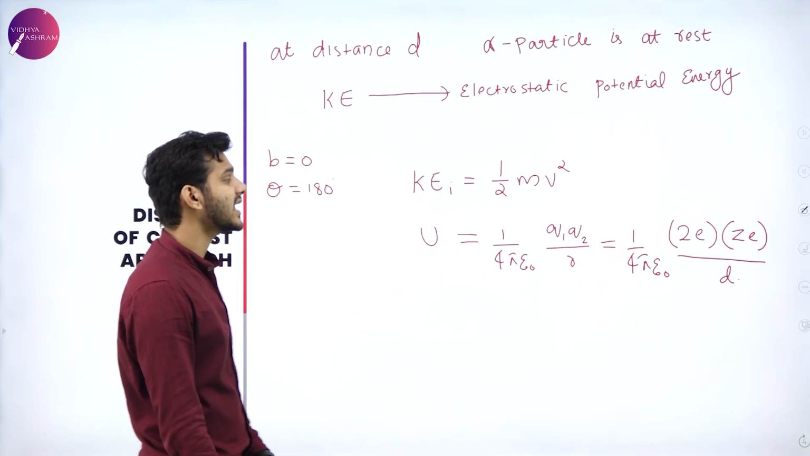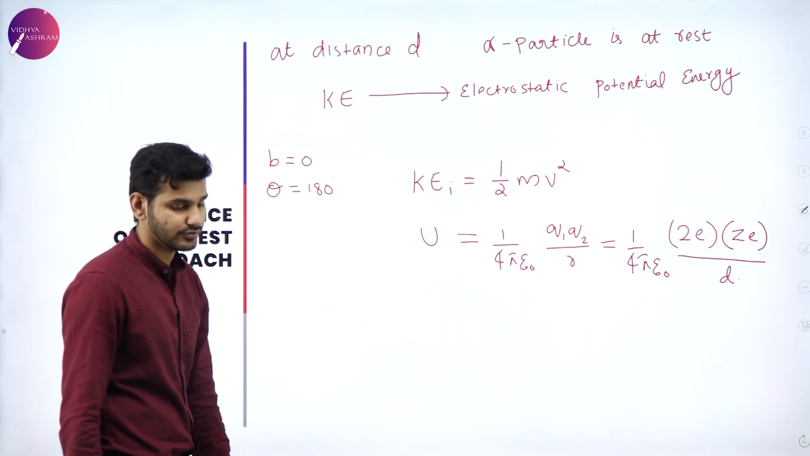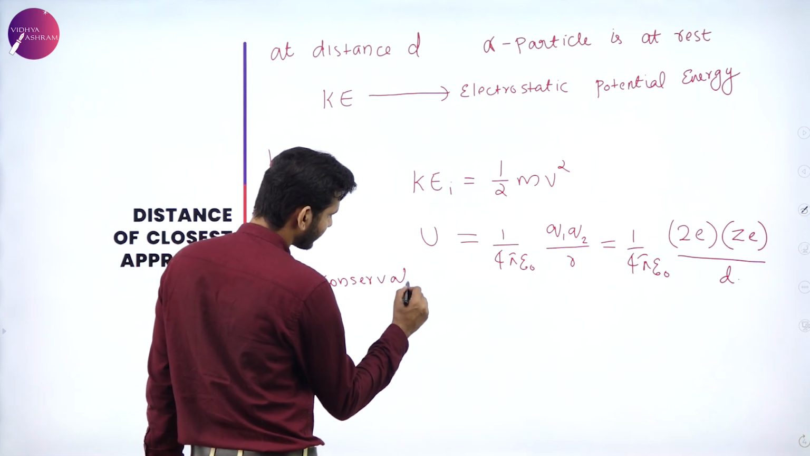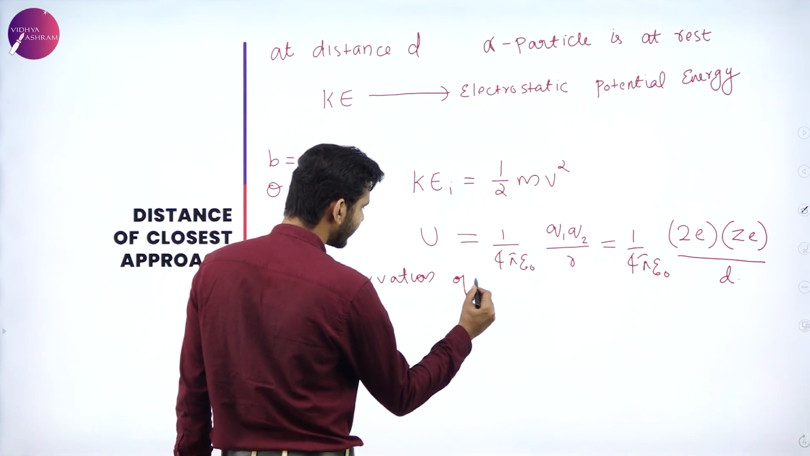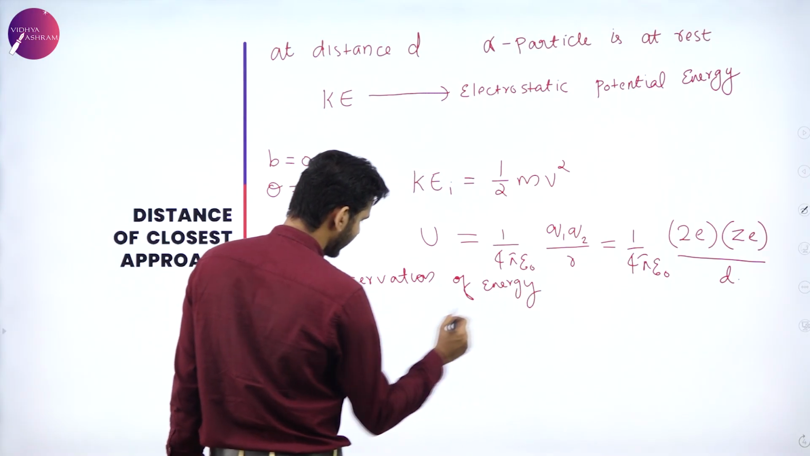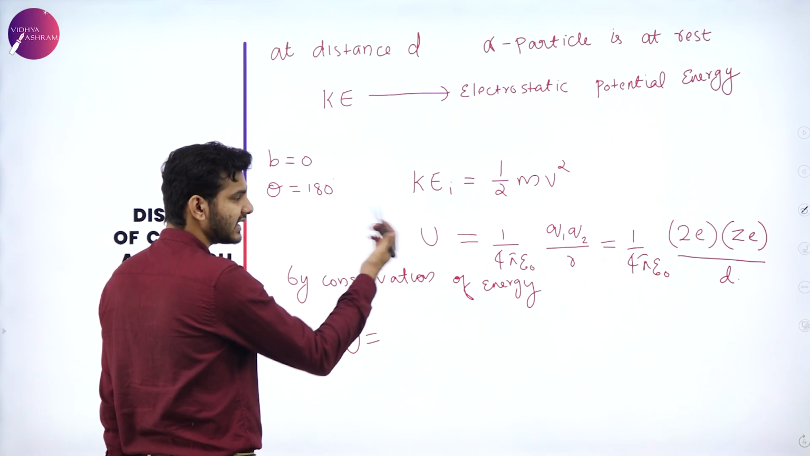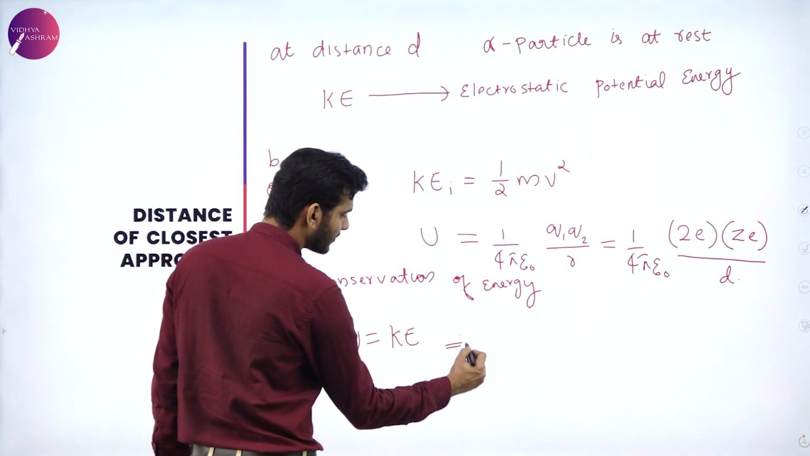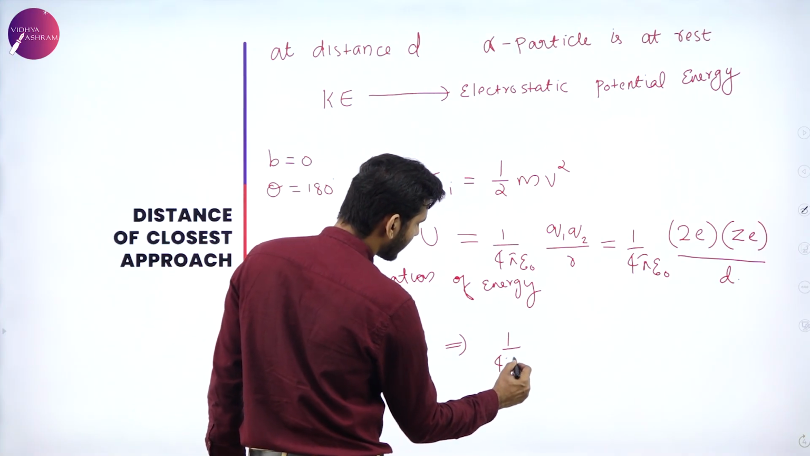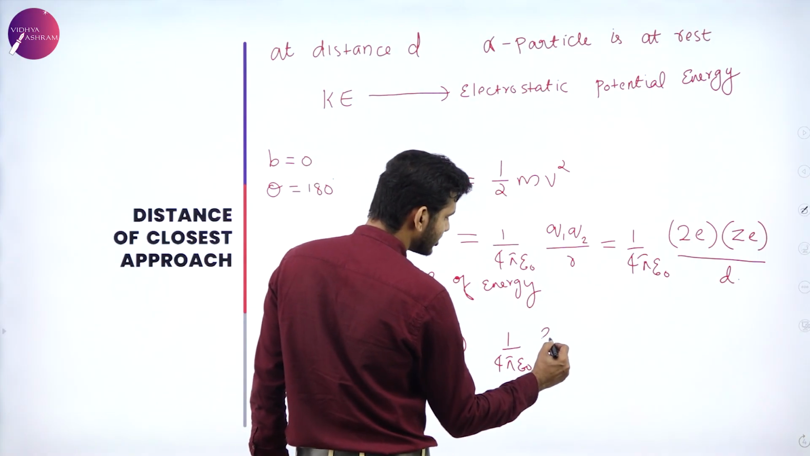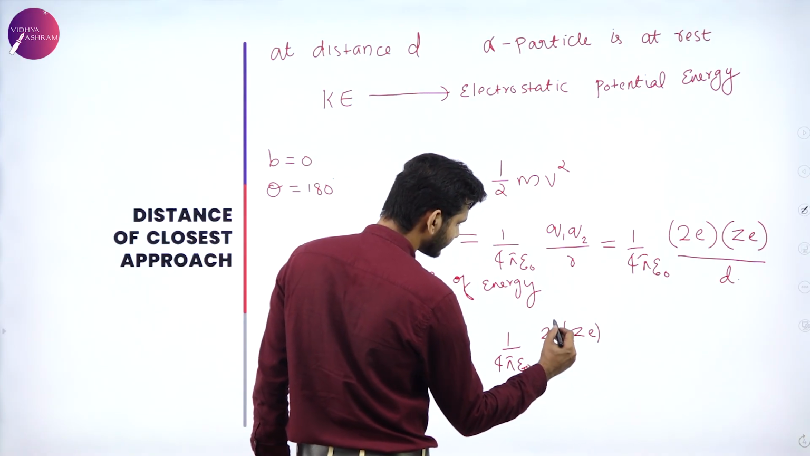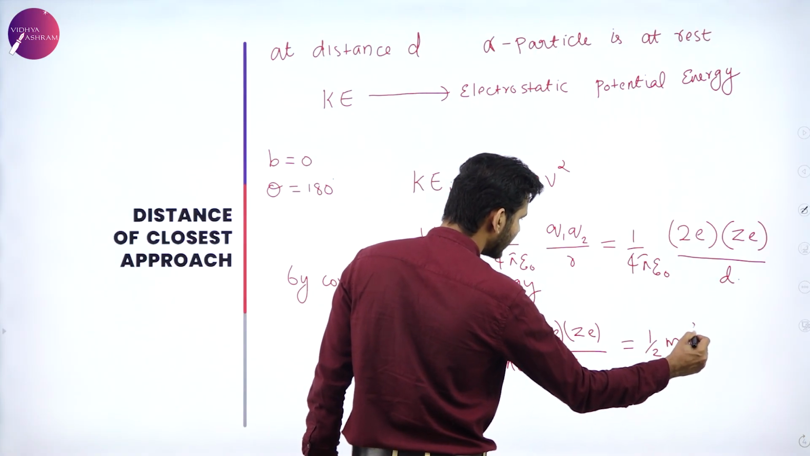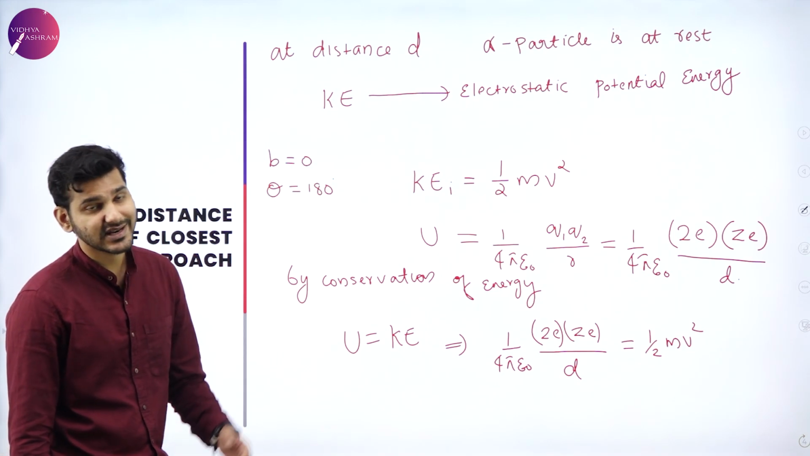The only thing we know is that at equilibrium KE will be equal to U, or simply by conservation of energy, we can say that U will be equal to T. T means kinetic energy, but here we are going to take KE only. U is equal to KE, which implies 1 by 4 pi epsilon naught 2e Ze divided by d will be equal to half mv squared. Rearranging this, we have an equation for d.